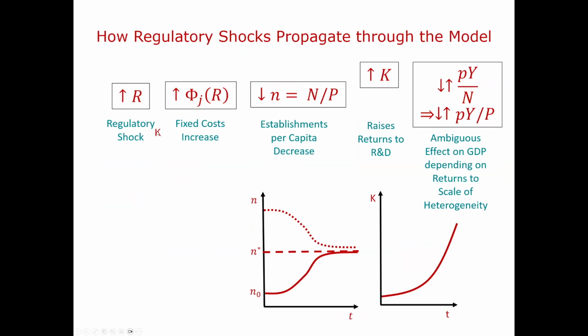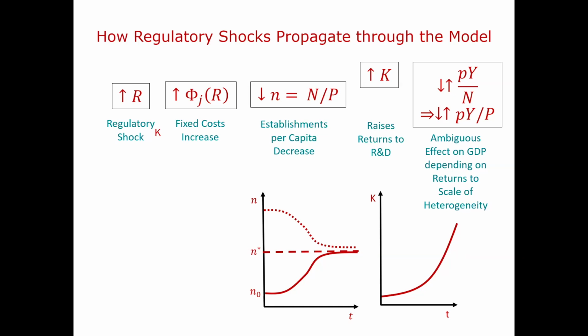Anyway, you get a regulatory shock, and that's going to increase the fixed cost of firms, and that's going to decrease the establishments per capita. So, in effect, if it's costlier to create a new establishment, then you expect less entry, or less net entry. And so that changes both the model's steady state value that establishments per capita approaches, but also the existing level as you transition towards that path.